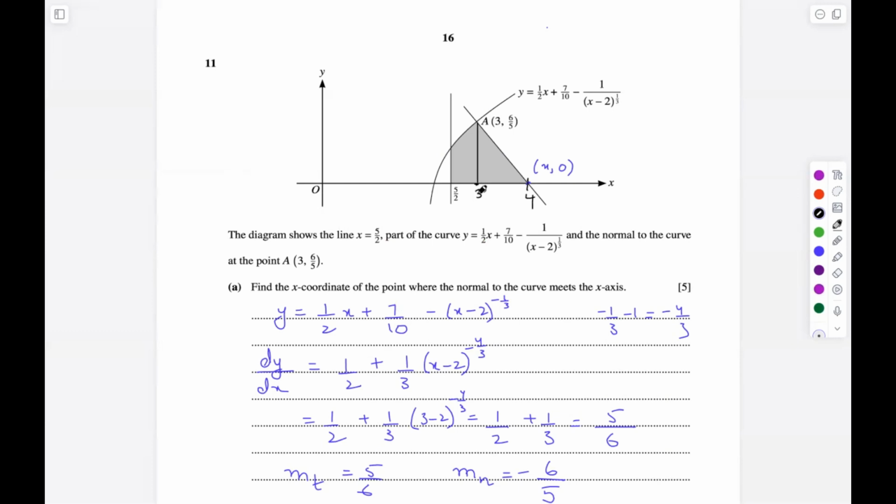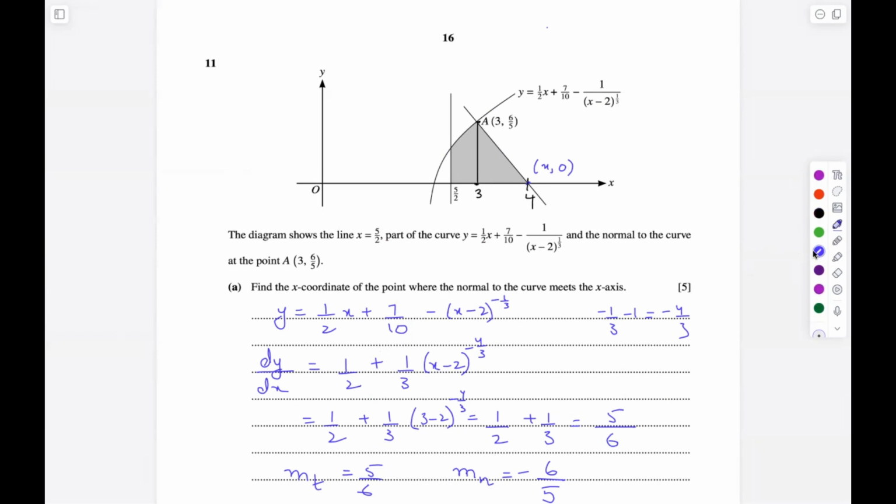This x value is 3, so the limits will be 3 and 5 upon 2 for the curve. And then for the triangle, we can use half base into height. The base is 1 and the height is 6 upon 5. So we can do half into 6 upon 5 into 1.